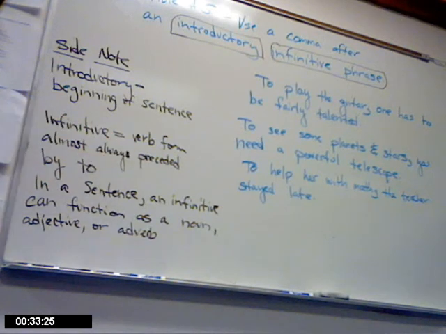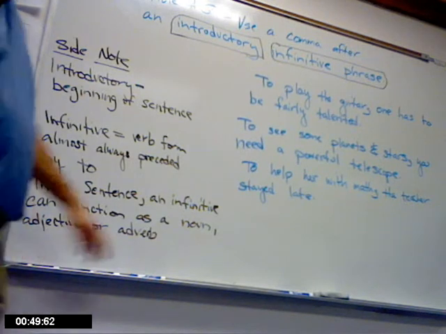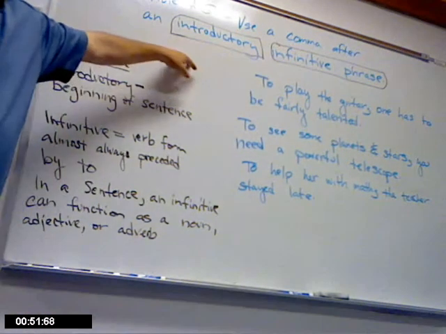An infinitive is a verb form almost always preceded by the word to, T-O. So to dance, to run, to swing, those would all become infinitives. In a sentence, an infinitive can function as a noun, adjective, or adverb. In this instance, we're looking at infinitive phrases that come at the beginning of a sentence.